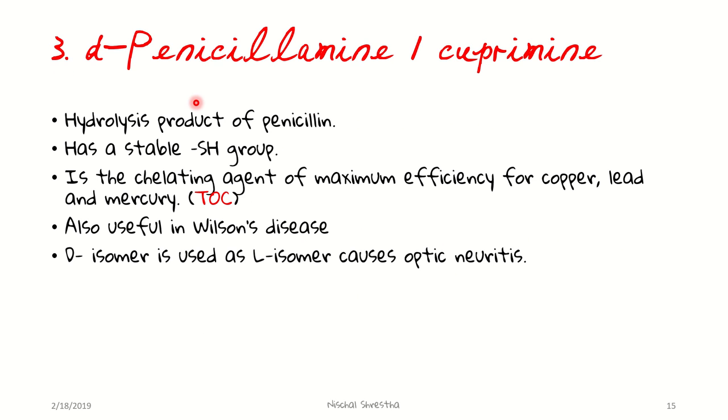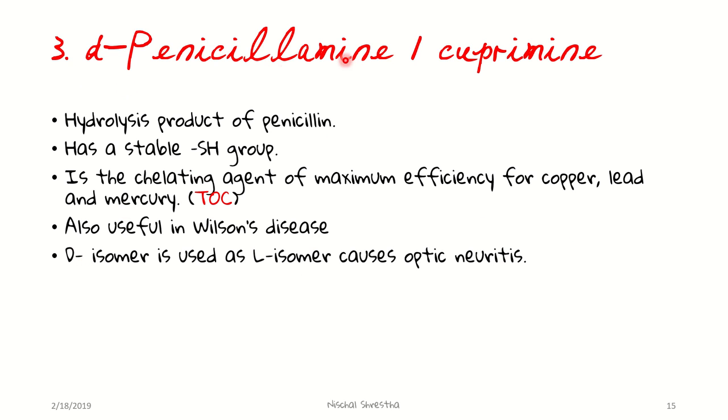And third one, we have D-penicillamine or Cuprimine. Penicillamine. We just remember the name penicillin, and penicillin is an antibiotic, and penicillamine is the hydrolysis product of penicillin. Here I mentioned D. D means dextro form of isomer. There are two forms of isomer, one is dextro and the other one is levo or L. L isomer is not used because it causes optic neuritis. Only D isomer is used.